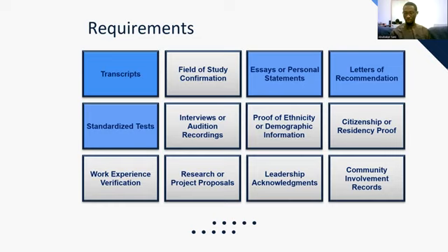Okay, we have citizenship or residency proof. So, for example, they say this is a scholarship for Africans. So you have to maybe show them a proof that you are an African. You get it? So if you have a proof that you are an African, then go ahead and apply. Okay. And the proof may come in the form of an international passport. So your passport is a proof that you are a Nigerian, you are a Ghanaian, you are Ethiopian, and so on.